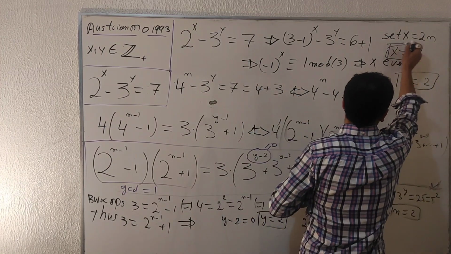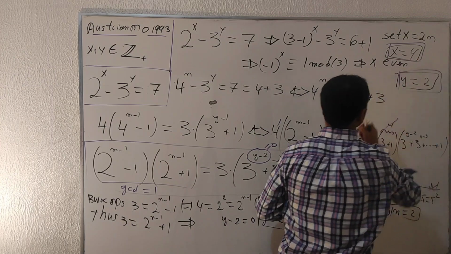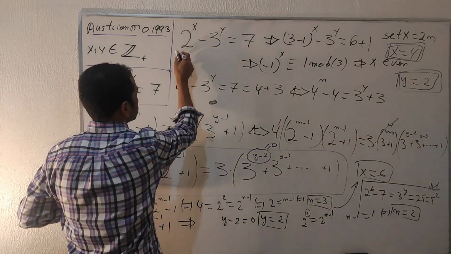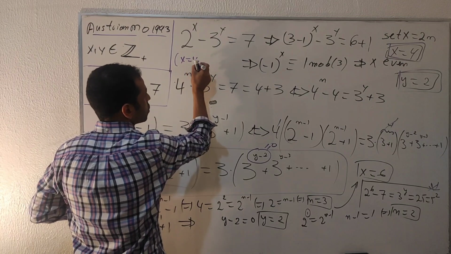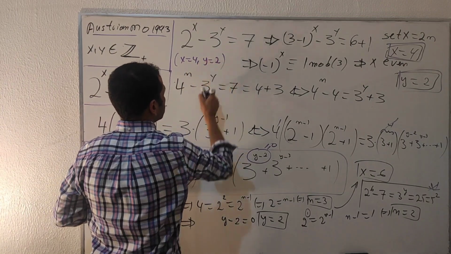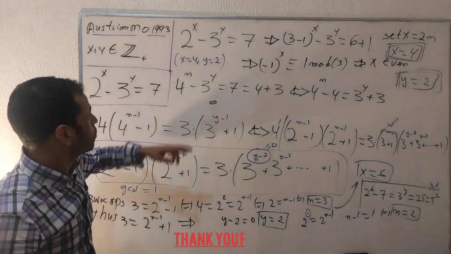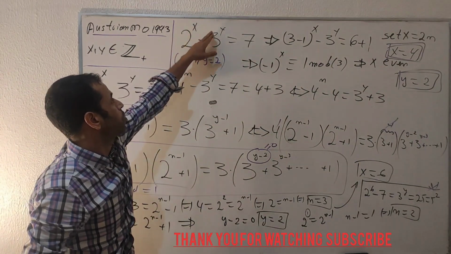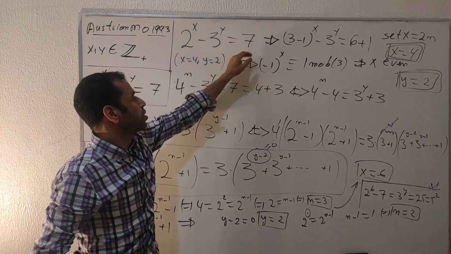So x equals 4 and y equals 2 is the only solution for this equation. If you plug these values into x and y, we will find 7, okay?